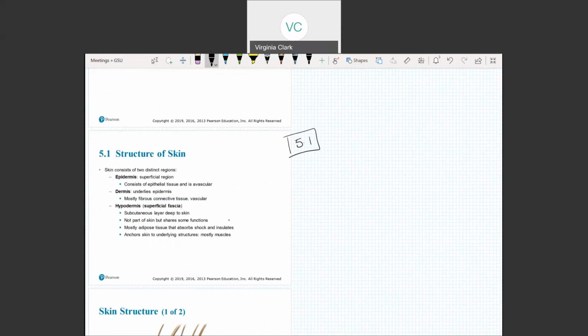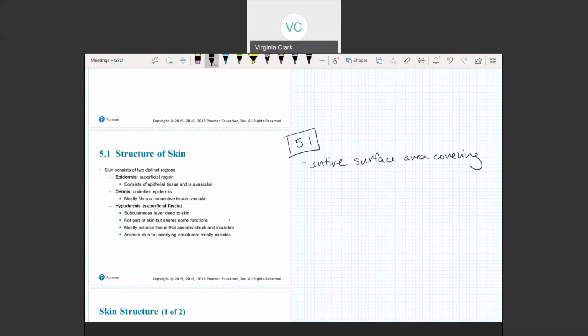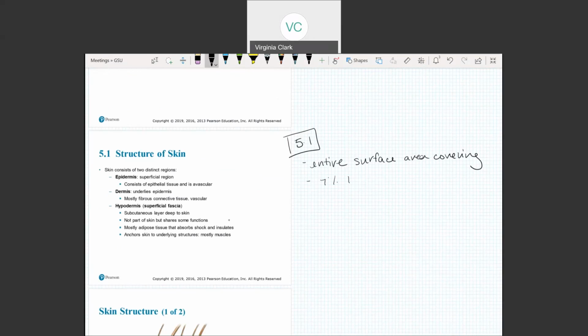When we are talking about the skin, we are talking about something that is covering the entire surface area of the body. So this is a covering, and it is a vast amount of space. It weighs about 4 to 5 kilograms, which is about 9 to 11 pounds. As it covers our entire surface area, it accounts for about 7% of our total body weight. This is a large part of what makes us who we are.